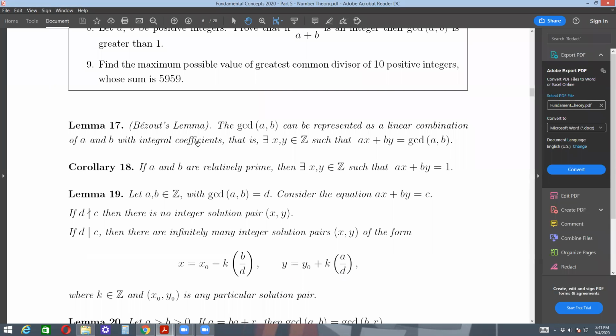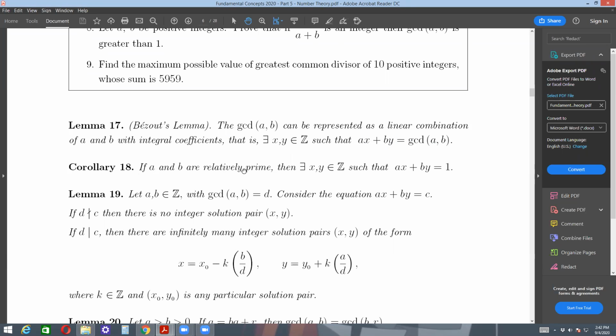All right, Lemma 17, which is Bezout's lemma. It relates the GCD to linear combinations. So if you have the GCD of two numbers, a and b, you can represent that as a linear combination of a and b with integral coefficients. Basically, what that means is if you take the GCD of a and b, it is always possible to find integers x and y such that you multiply a by x, you multiply b by y, and you add them, and you get the GCD. This is always possible to do.